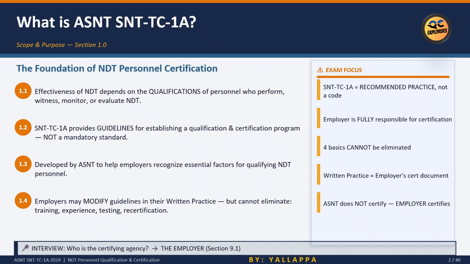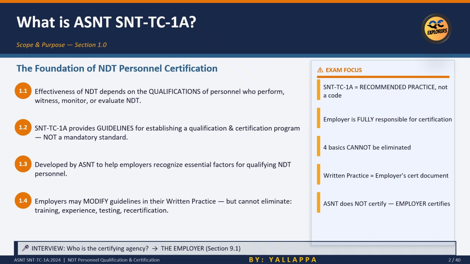SNT-TC-1A is not a mandatory code. It is a recommended practice developed by ASNT for qualification and certification of NDT personnel. This is one of the most common interview questions. Many candidates wrongly say SNT-TC-1A is a code or standard. No, it is a recommended practice. Now, another extremely important point.